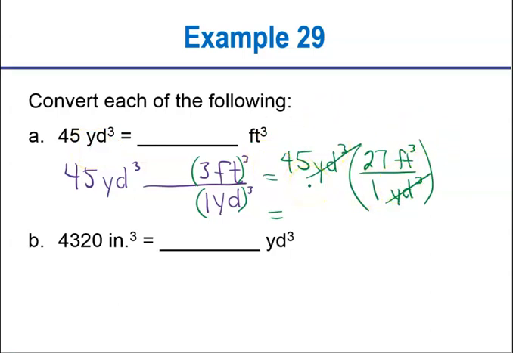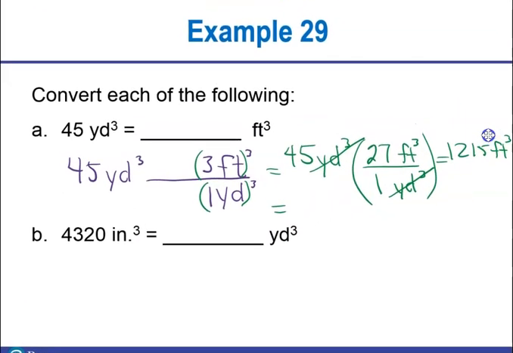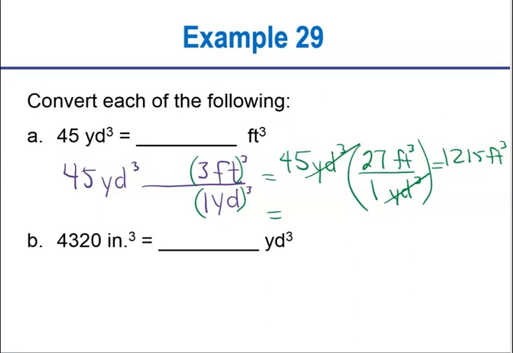So 45 times 27 gives us the value 1,215, and this is feet cubed. Uh-oh, again, I know that probably looked crazy on the screen, but I apologize. I got too close to the edge. There we go. So 1,215 feet cubed. Now see if you can do the next one on your own.